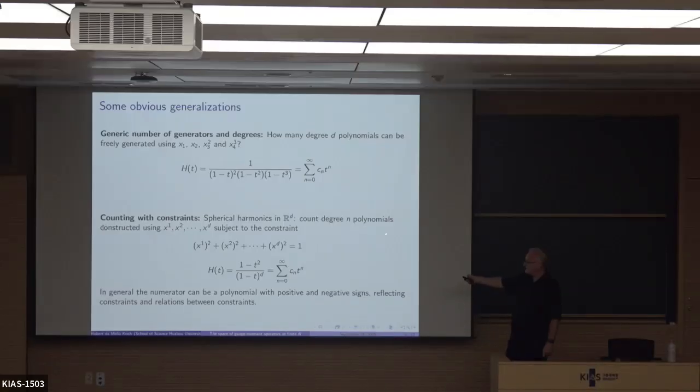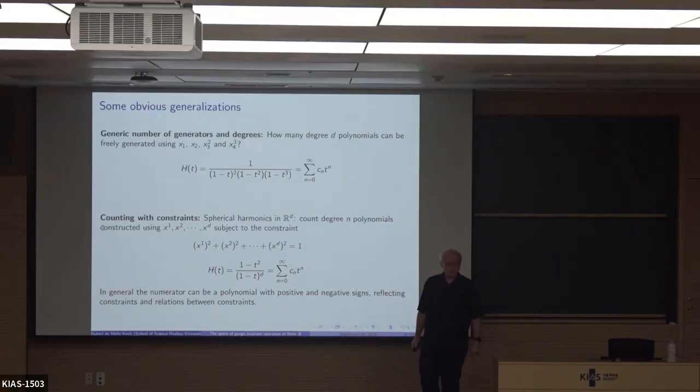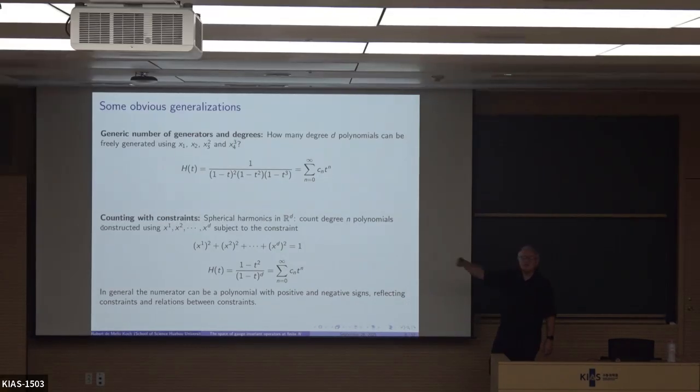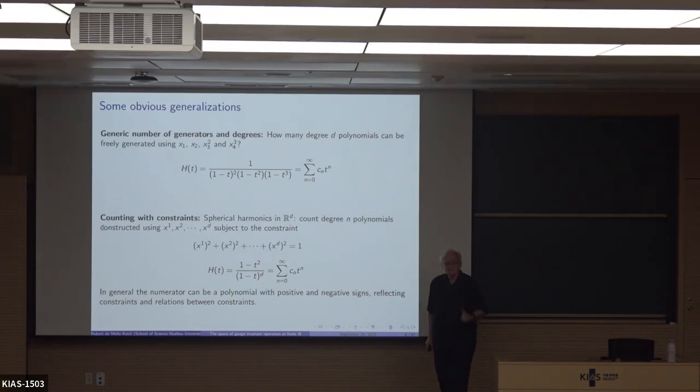If I'm counting degree n polynomials, that would be counting the spherical harmonics with angular momentum n. So what you've learned so far, your natural guess for the Hilbert series would be, it's just 1 over 1 minus t to the d, because I've got d generators, and each of them are degree 1. That's wrong. And the reason why it's wrong is that 1 is an angular momentum 0 state, but the sum of the squares also has angular momentum 0.